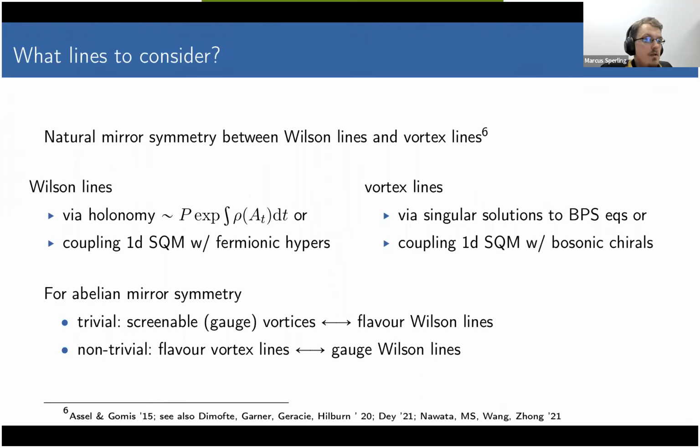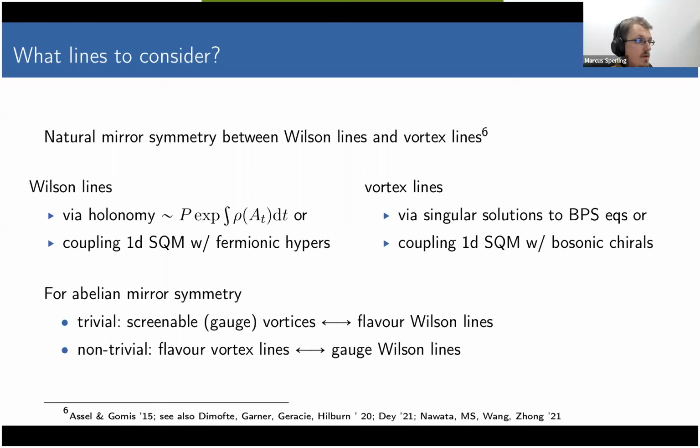The Wilson lines might be more familiar. You can construct them in various ways. The standard way is you use the path-ordered exponential of the gauge field in the representation that you want to define the Wilson line in. Or equivalently, you can introduce a Wilson line defect into the 3D theory by coupling the 3D theory to 1D supersymmetric quantum mechanics, which has some fermionic degrees of freedom.